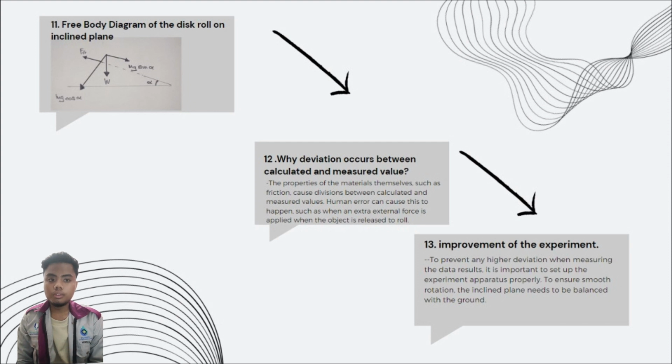Last, improvement of the experiment. To prevent any higher deviation when measuring the data result, it is important to set up the experiment apparatus properly. To ensure smooth rotation, the inclined plane needs to be balanced with the ground.